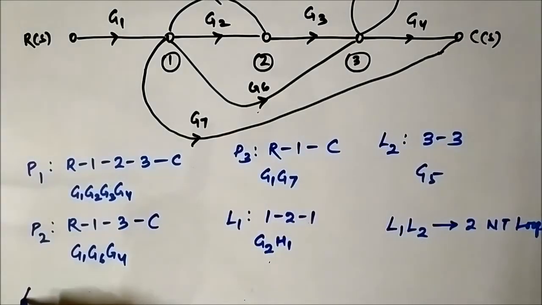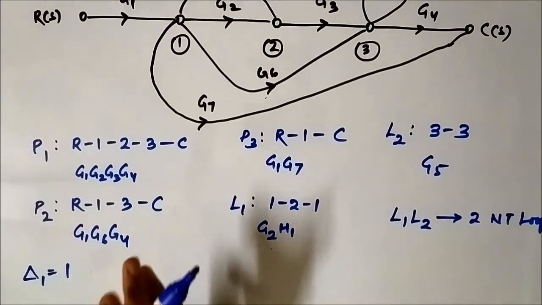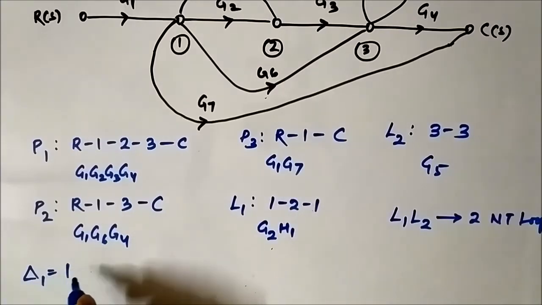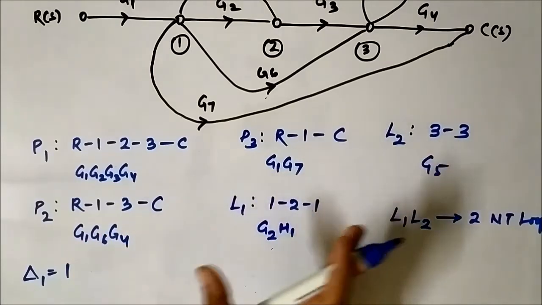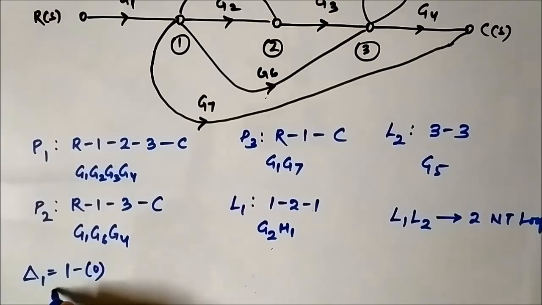So the path factor is 1 minus the sum of the loop gains of the loops which the path has not touched. The expression for the path factor is 1 minus the sum of the loop gains of the loops which the path has not touched. As it is touching both the loops, it is 1 minus 0, which is equal to 1.